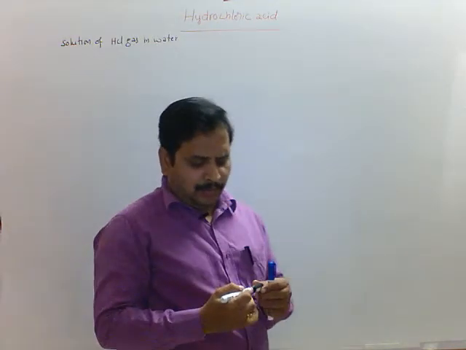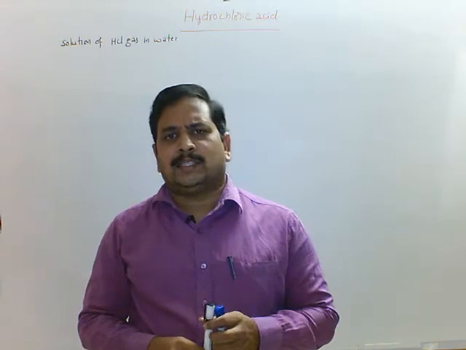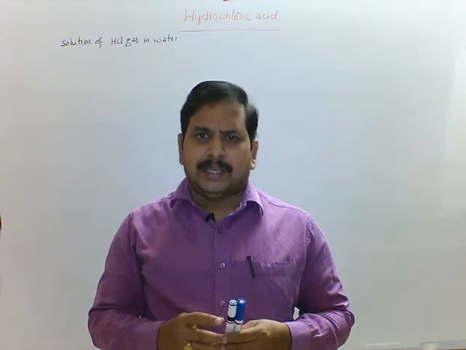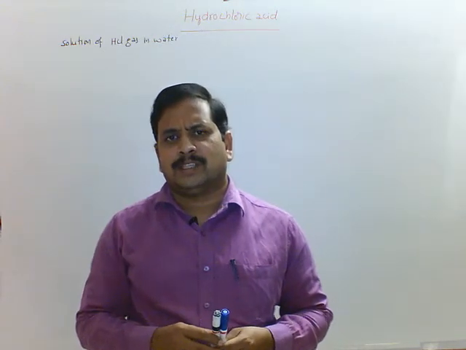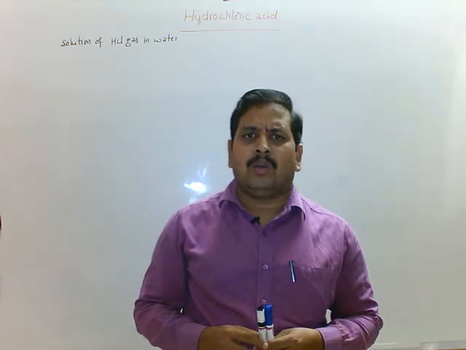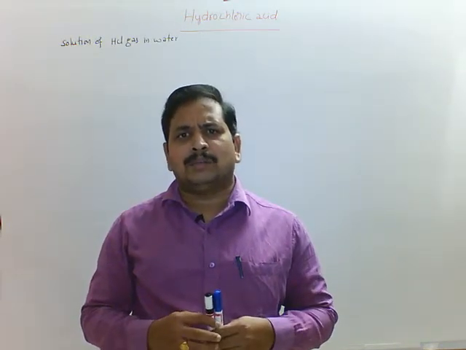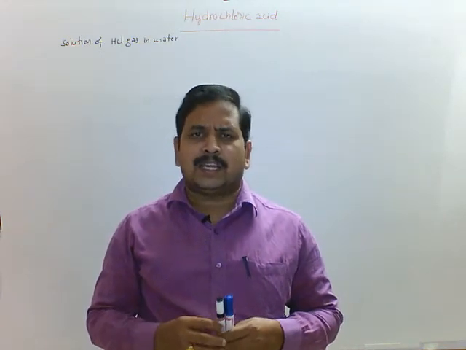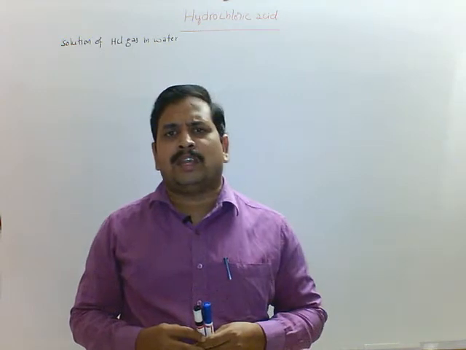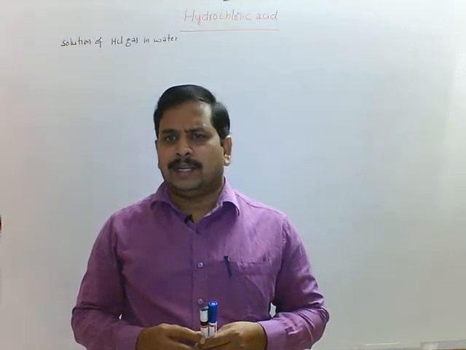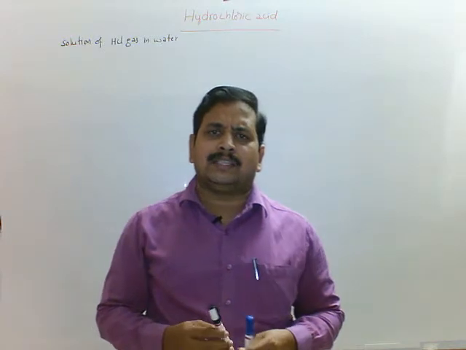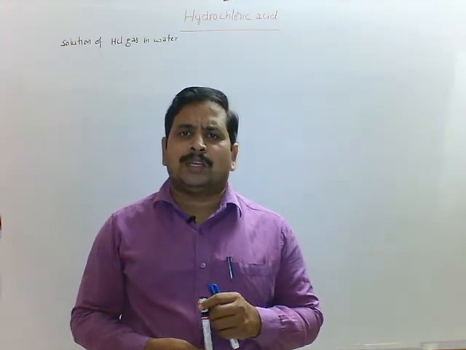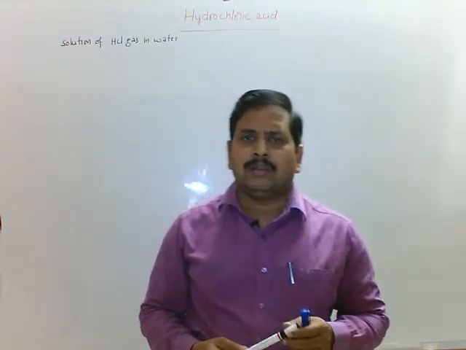Physical properties of hydrochloric acid. It is a colorless liquid. It is sour in taste. It has some pungent odor. It forms a constant boiling point mixture with water. This mixture boils at 109.8 degrees Celsius. Density of hydrochloric acid is 1.2 grams per cc. These are the physical properties of hydrochloric acid.